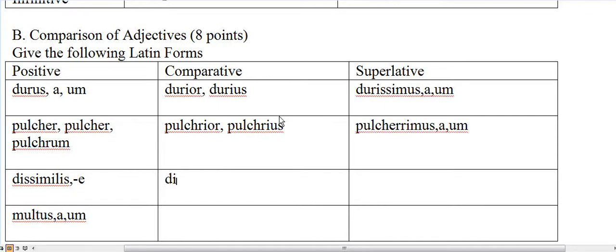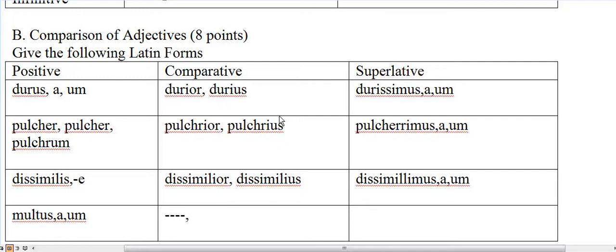Dissimilis: again I'm going to take the stem, add -ior for the masculine feminine and -ius for the neuter. And since this ends in -lis, I'm just going to double the l and add -limus. Multus is irregular. I've got to remember that it does not have a nominative masculine feminine form, so I'm going to leave it blank. It's just going to be plus for the neuter. The superlative is plurimus.